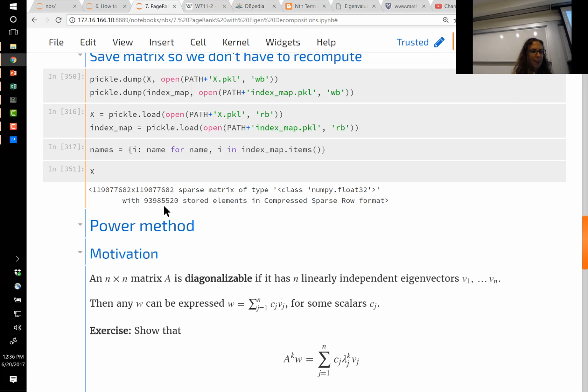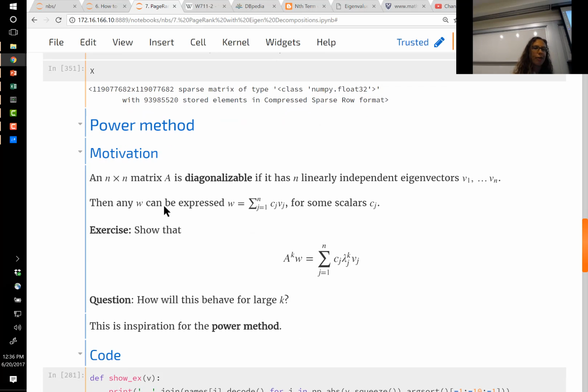Okay, so now we're going to get into the power method. This is going to be how we're calculating our eigenvector. And again, our idea is that if we were just looking at Wikipedia as a stand-in for the internet, we're trying to find what the most important pages are.